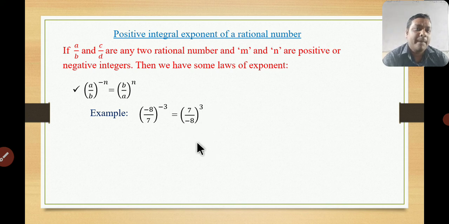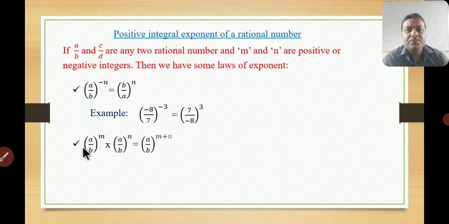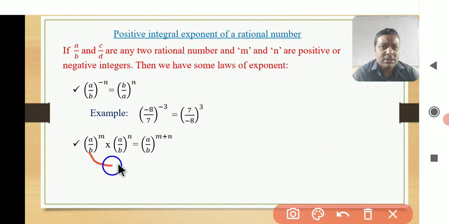Okay, now let's see another property. If a by b has a power n into a by b has a power n, on this side you can see that both bases are the same, but their exponents are not the same, the exponents are different. So in this case, if in any question the base is the same, in between there is a multiply sign, but the exponent is not the same, in that case we will write any one base instead of two bases.